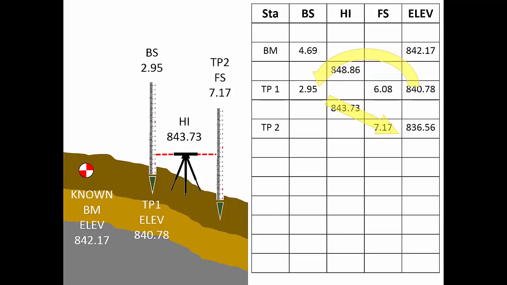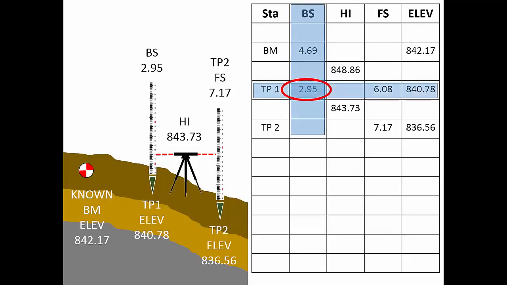The readings and the math follow a repeating sequence back and forth down the page. Plus, the location of any number within the grid identifies that number. For instance, we know that this reading was a backsight on turning point 1. Why? Because it is in the backsight column on the turning point 1 row. This HI corresponds to the setup between the benchmark and turning point 1.